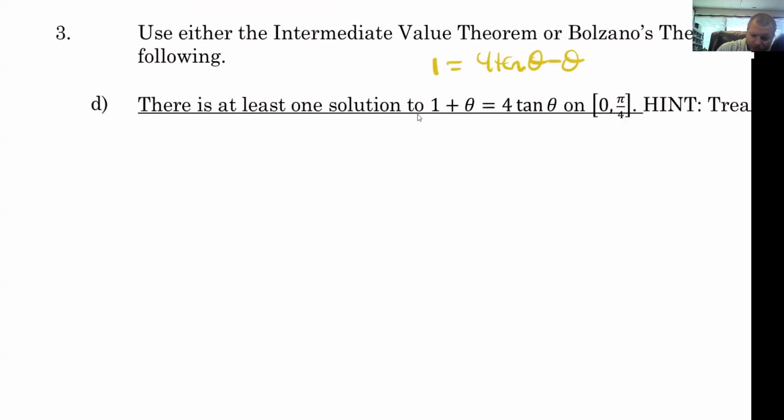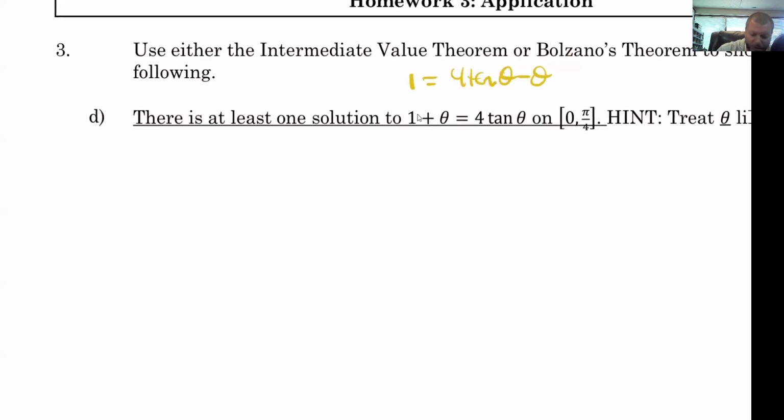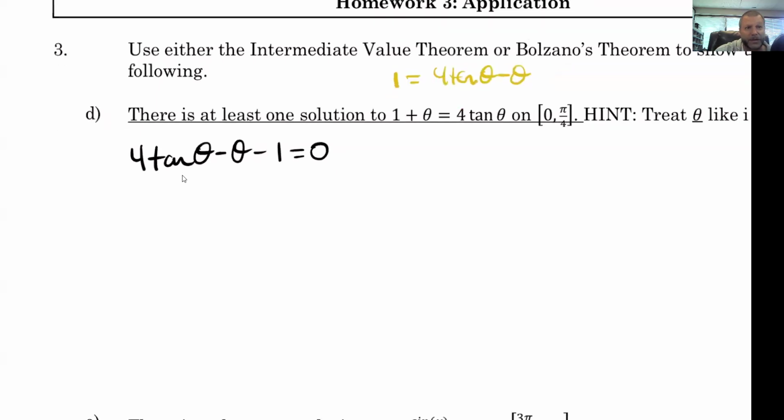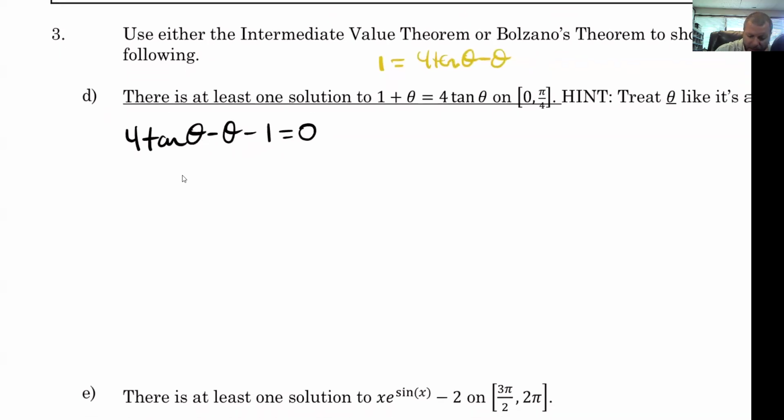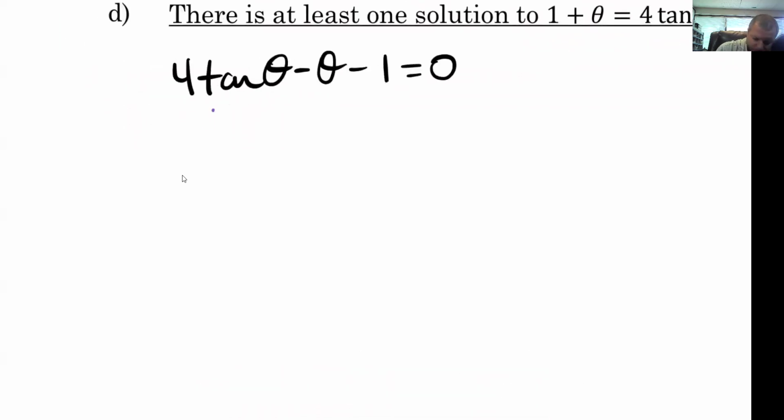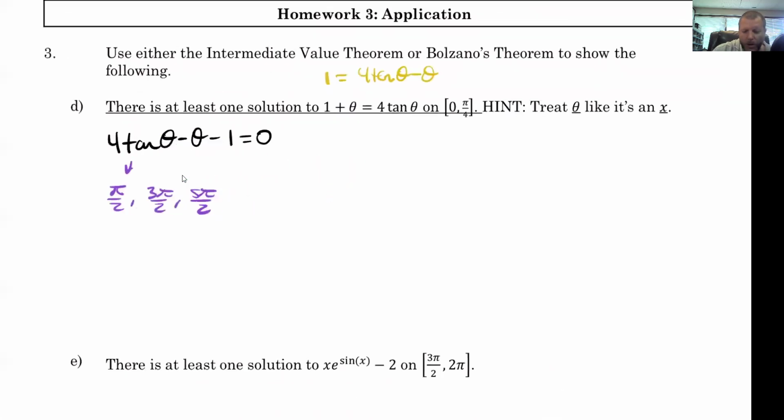So first thing we would do is rewrite our function so that we have a 0 on one side. So we're going to get 4 times the tangent of theta minus theta minus 1 is equal to 0. We do have to be a little careful because tangent of theta has an infinite number of discontinuities. Tangent of theta is discontinuous at pi over 2, 3 pi over 2, 5 pi over 2, basically all of these odd values of pi over 2. Since our interval 0 to pi over 4 doesn't contain a pi over 2, we're good. So it's just continuous on this particular interval.